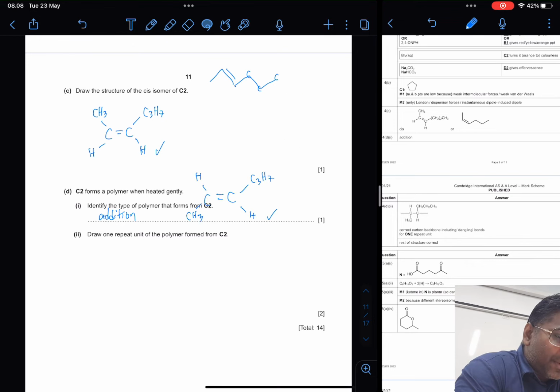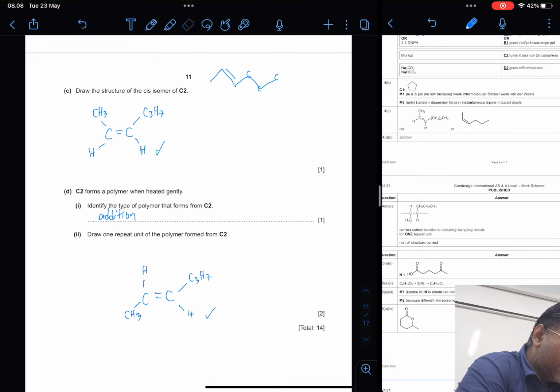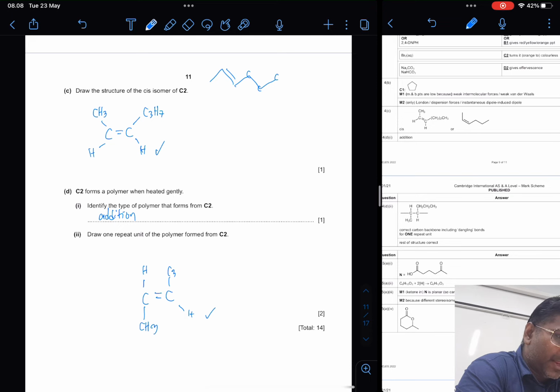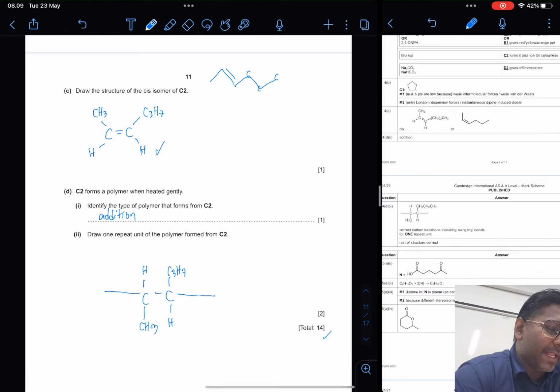I will bring this one down. So normally what we do first, we put the hydrogen like this. Then we erase this CH3 and put it like this. We erase this C3H7 and put it like this. Hydrogen, we put it like this. And now you erase one of the bonds of the double bond, open the arm, open the arm. So this is one repeating unit. Okay, done.